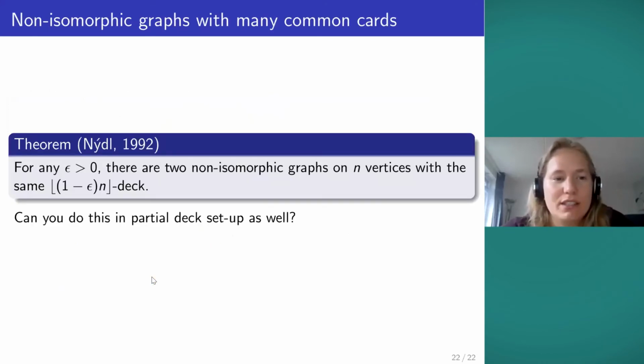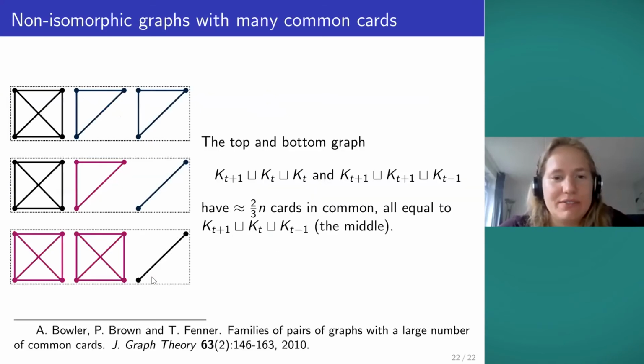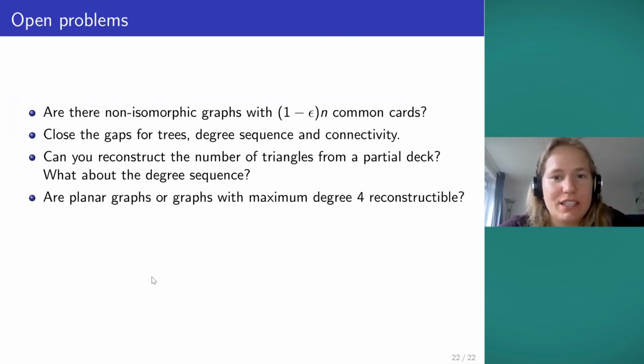Okay. So let me maybe skip over this, and let me just finish with some open questions. So there are still some gaps for trees and for the degree sequence and for connectivity. And there's also a bunch of interesting questions in this partial deck setup. So the subgraph counts is an interesting one there. So already for the number of edges and the number of triangles, this is open. And also for things like reconstructing the degree sequence.